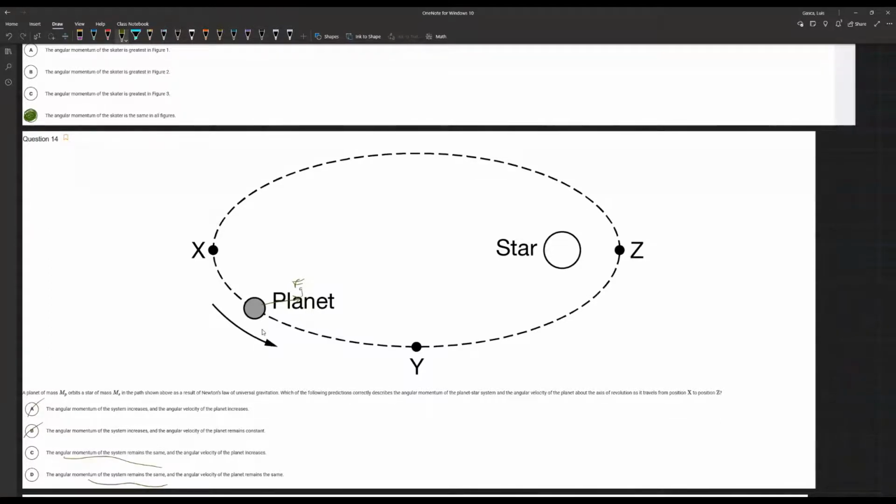Now, as we move from X to Z, we're going to be moving faster. One way we can think about it is our rotational inertia about the star has decreased. We are very far away. The rotational inertia of a point mass is m r squared. And as r decreases, the rotational inertia is going to decrease as well by the square of r. So if angular momentum is conserved, which is I times omega, as this goes down, this has to pick up. So the angular velocity of the planet increases over time. It's going to get faster.